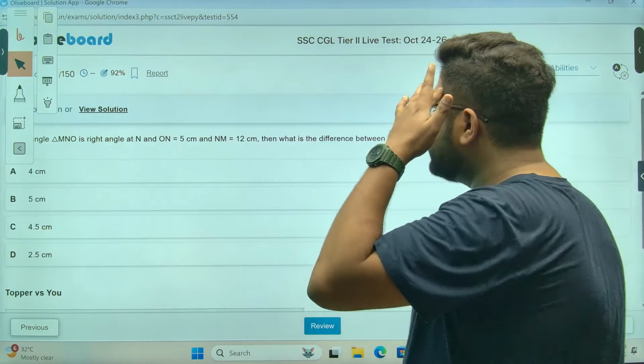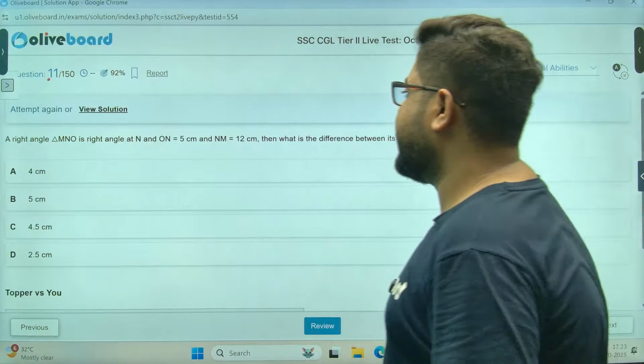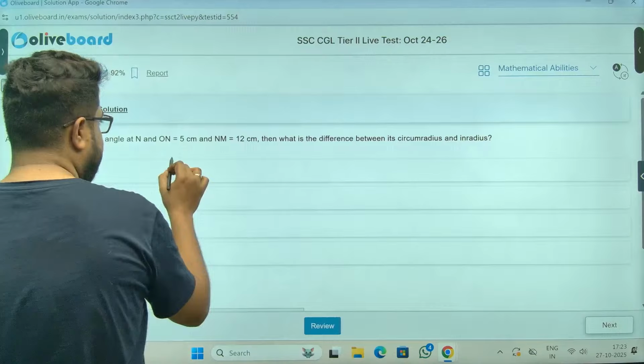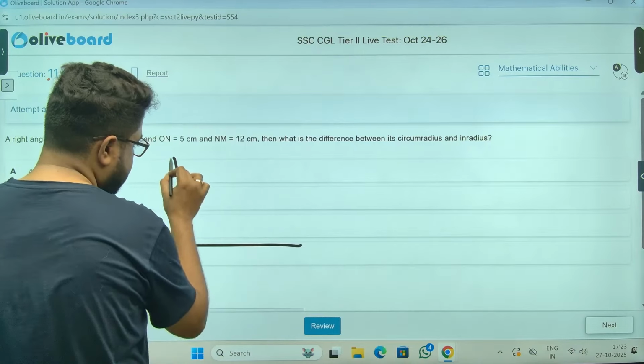Chalo, next one, sir. A right angle triangle MNO. Achha, right angled at N. ON given, NM given. Okay. Right angled at N.